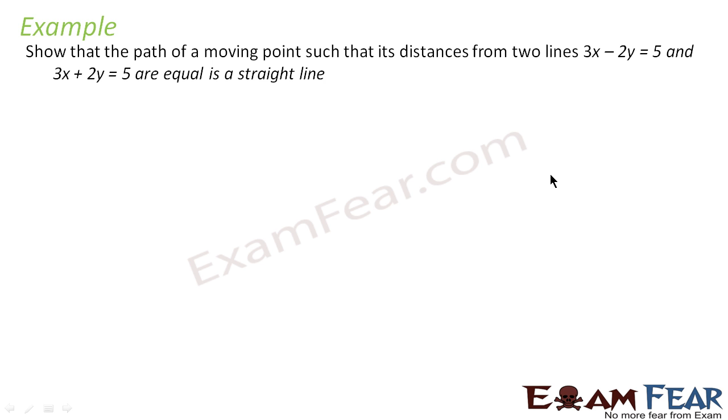We have to show that the path of a moving point, such that its distance from two lines 3x minus 2y is equal to 5 and 3x plus 2y is equal to 5 are equal, is a straight line. Let's draw the lines first.